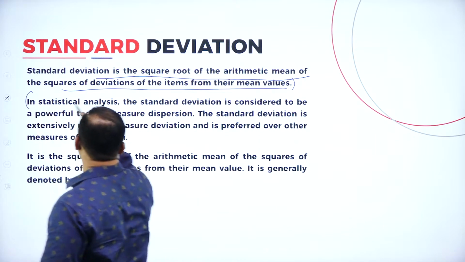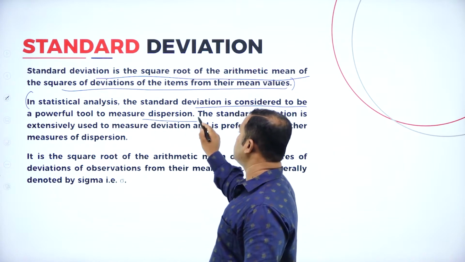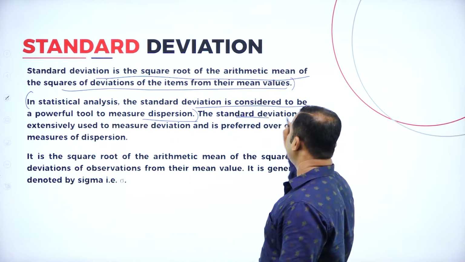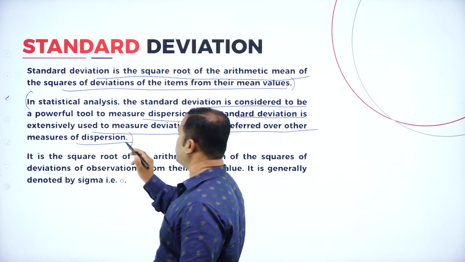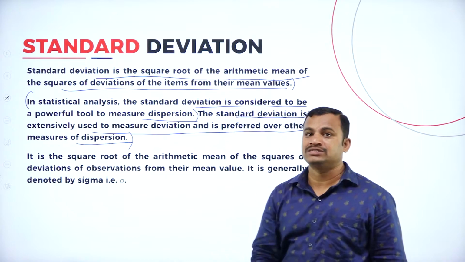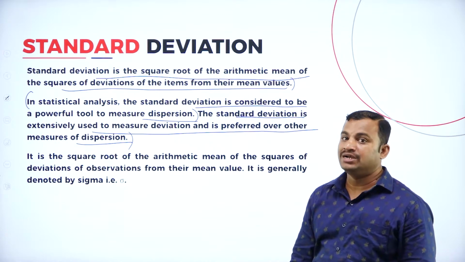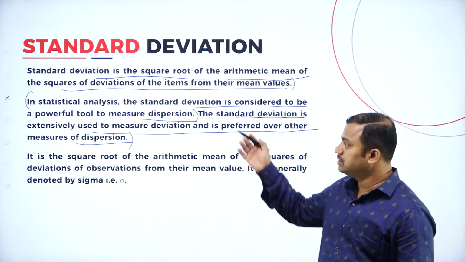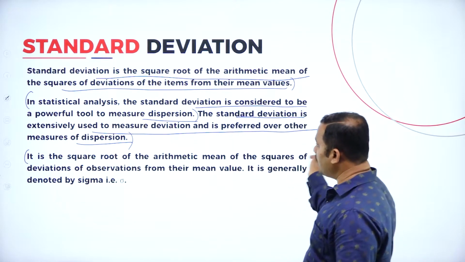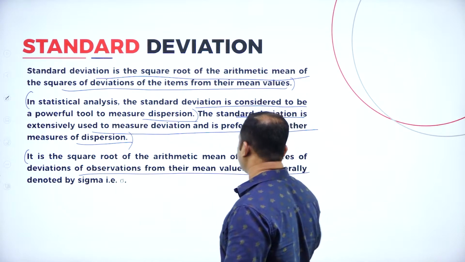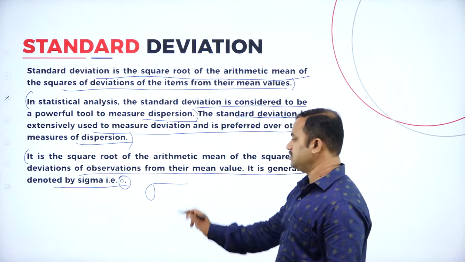In statistical analysis, the standard deviation is considered to be a powerful tool to measure dispersion. The standard deviation is extensively used and is preferred over other measures, like central tendencies. Mean, median, mode are also called central tendencies. Over all those things, the standard deviation is preferred. It is the square root of the arithmetic mean of the squares of the deviations of observations from their mean value. It is generally denoted by the symbol sigma. That is, this standard deviation is indicated by this symbol.